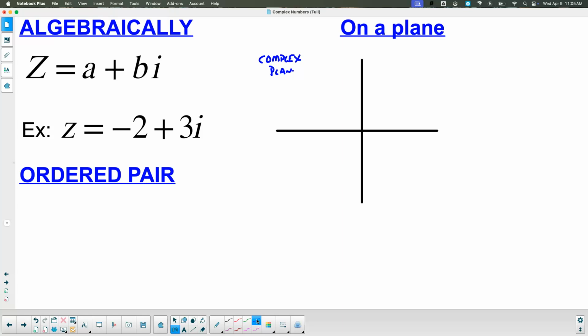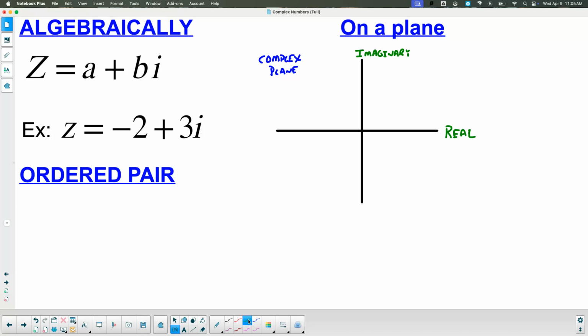Now, the complex plane is very similar to your Cartesian coordinate system, xy, okay? But the complex plane has the horizontal values being the real parts. Oops, that should be an L. It's the real parts of the complex number. And the vertical axis is the imaginary. Axes. Okay.